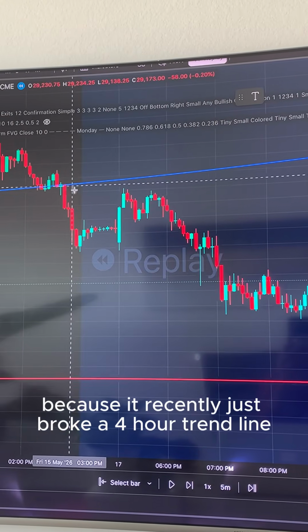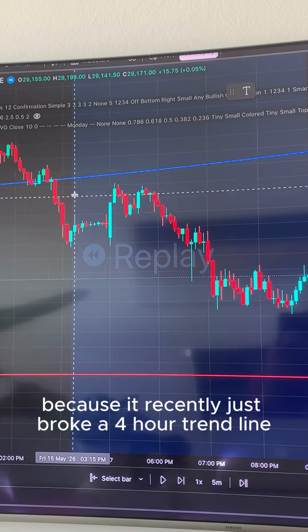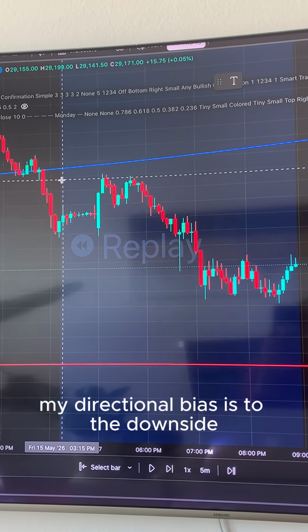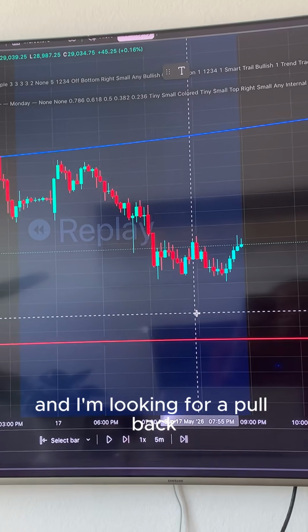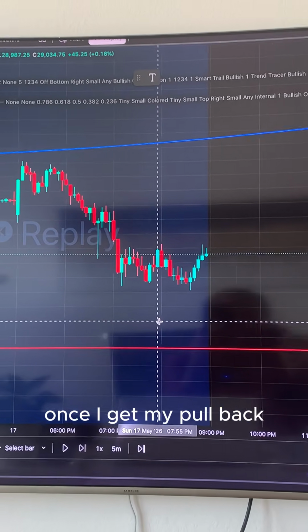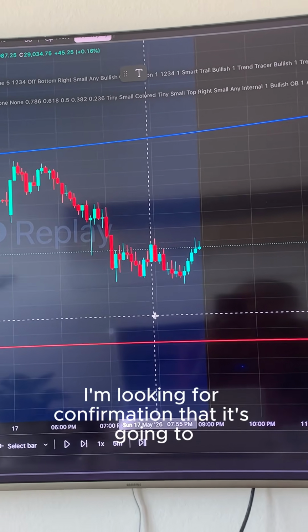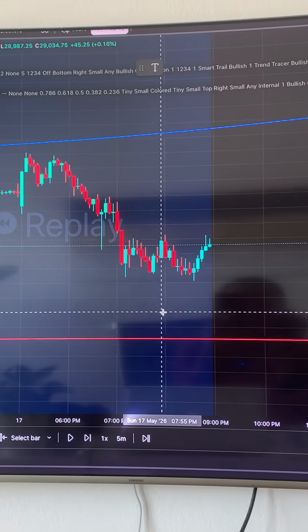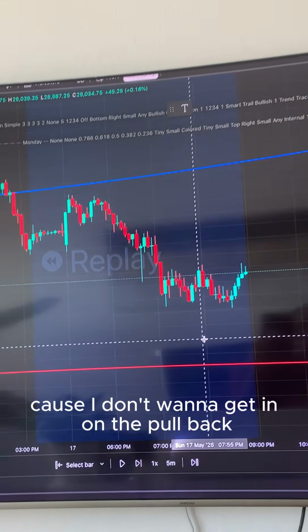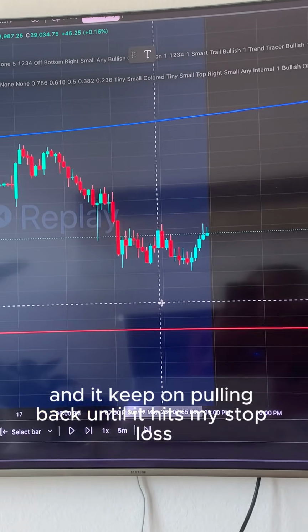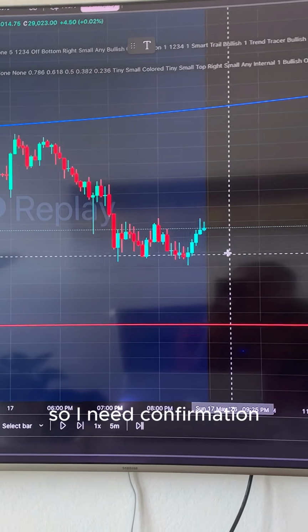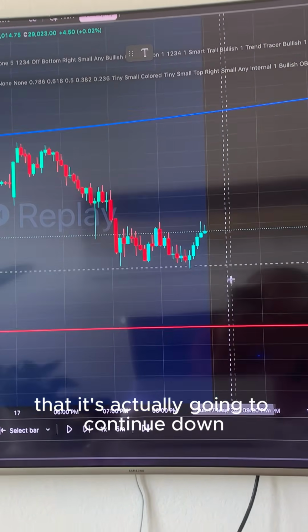Because it recently just broke a 4-hour trend line, my directional bias is to the downside. And I'm looking for a pullback. Once I get my pullback, I'm looking for confirmation that it's going to continue to go down. Because I don't want to get in on the pullback and it keep on pulling back until it hits my stop loss. So I need confirmation that it's actually going to continue down.